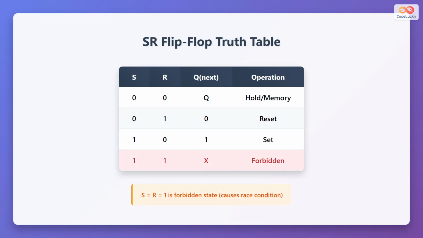Let's take a look at the truth table for an SR flip-flop. When both S and R are 0, the output Q remains unchanged, holding its previous state, thus acting as a memory. When S is 0 and R is 1, the flip-flop resets, setting the output Q to 0. If S is 1 and R is 0, the flip-flop sets, and the output Q becomes 1. Note that the case where both S and R are 1 is a forbidden state. This is because it can lead to a race condition, making the output unpredictable.